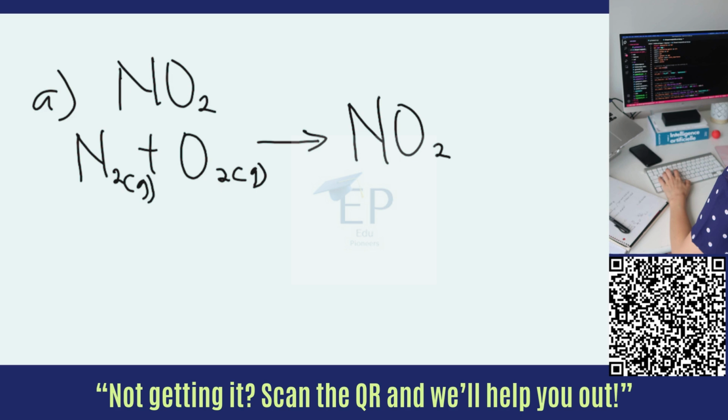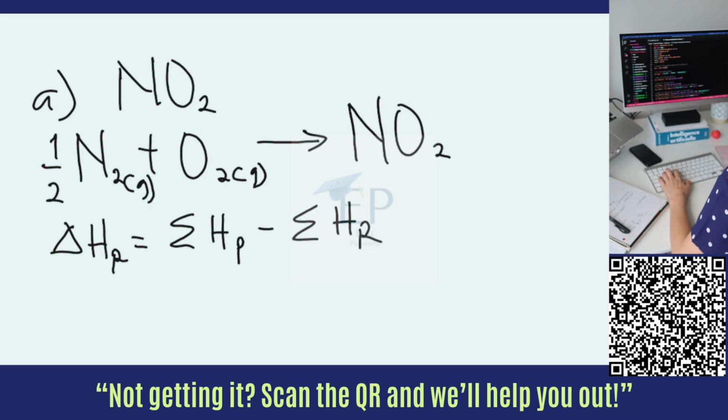And it's enthalpy of formation, so only 1 mole of this. So we're going to make this half, right? We're going to make this half. And now the delta H of the reaction is going to be the total enthalpy of the product minus the total enthalpy of the reactant.